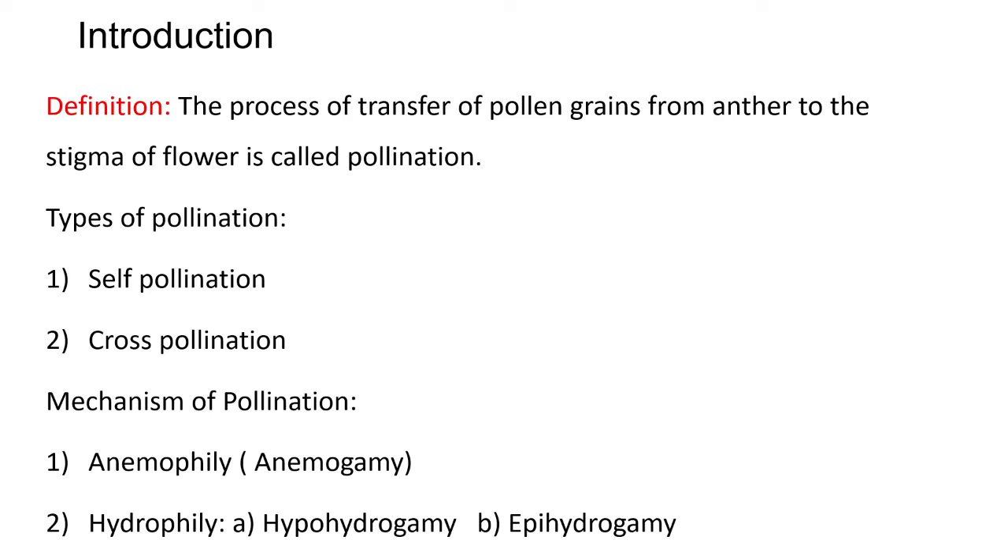Now next point is mechanism of pollination. For pollination to occur, the pollen must be transferred from anther to the stigma of the same or different flowers. Pollination occurs in several ways. There are several agents in the environment that flowering plants utilize to transfer pollen grains from one flower to another. This includes the wind, water, insect, birds, animals, etc.